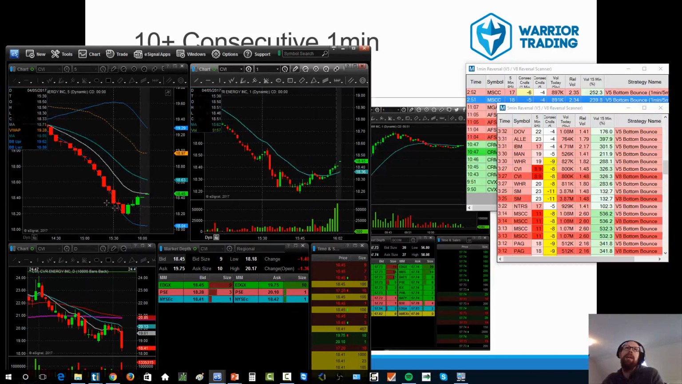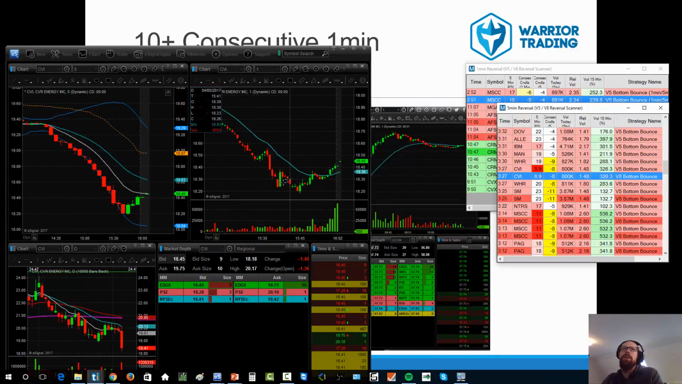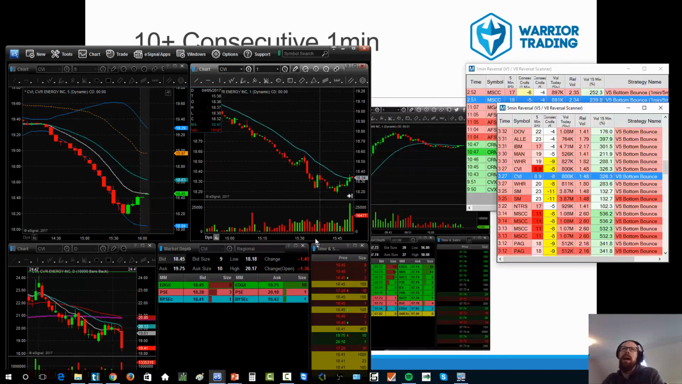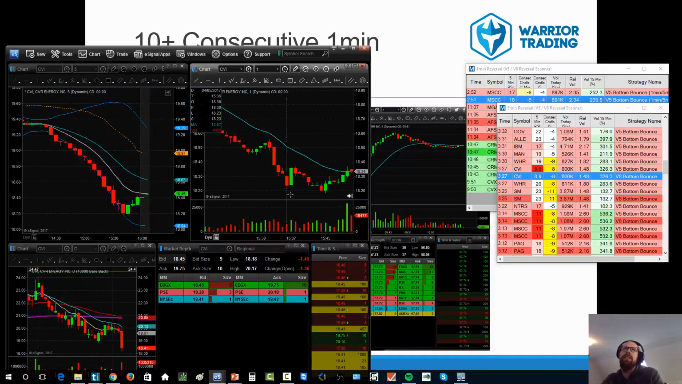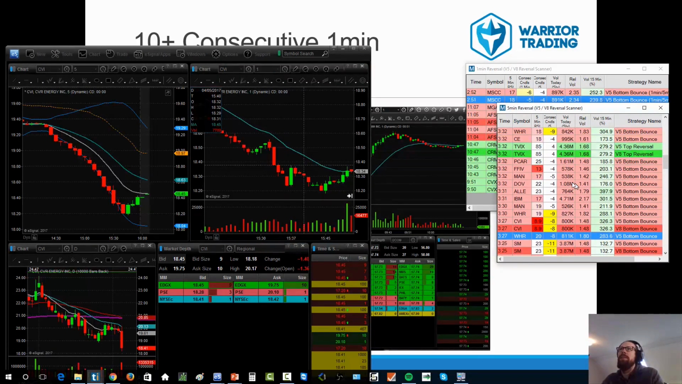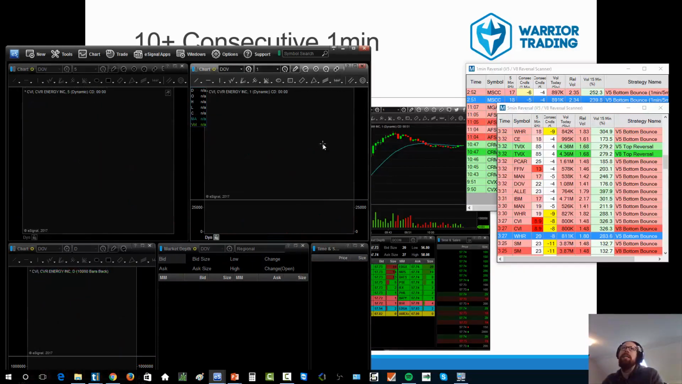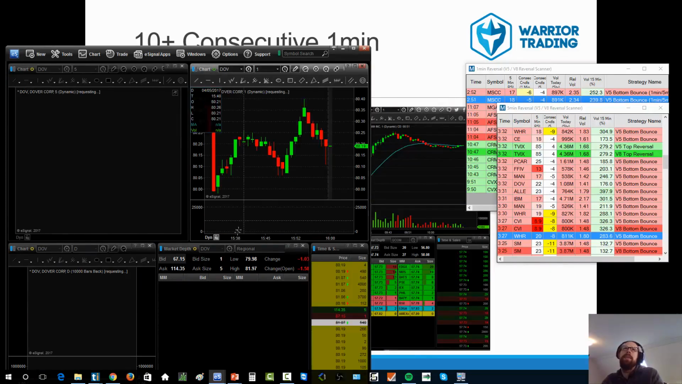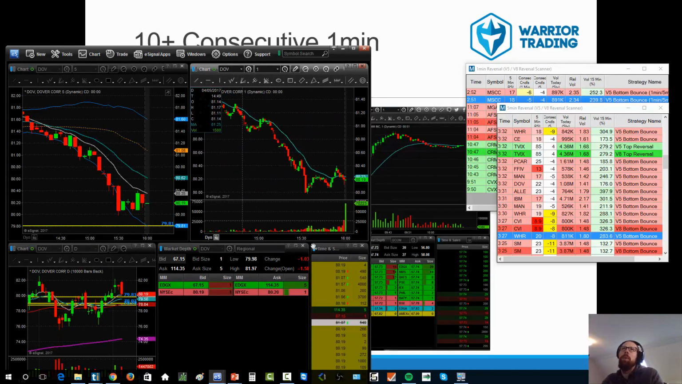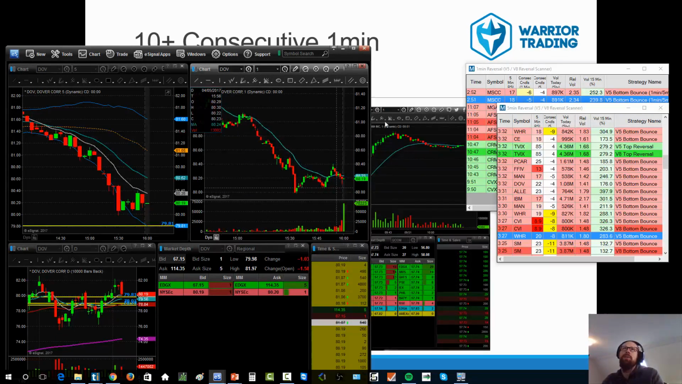This CVI long stretch here, this was at 3:30, 3:27, but at that time, it didn't have enough consecutive red candles on the 1 minute, so it wasn't quite set up. Some of these other ones like Dover Corp, DOV, the 1 minute doesn't have that nice long stretch.